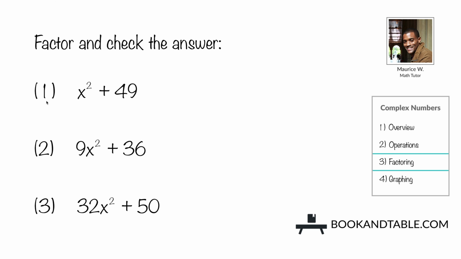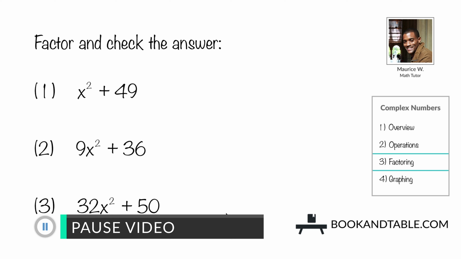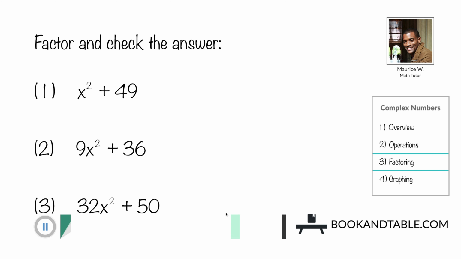Question number 1, factor x squared plus 49 and check the answer. Question number 2, factor 9x squared plus 36 and check the answer. In question number 3, factor 32x squared plus 50 and check the answer. Pause the video, answer these questions, and then press play when you are ready to begin.